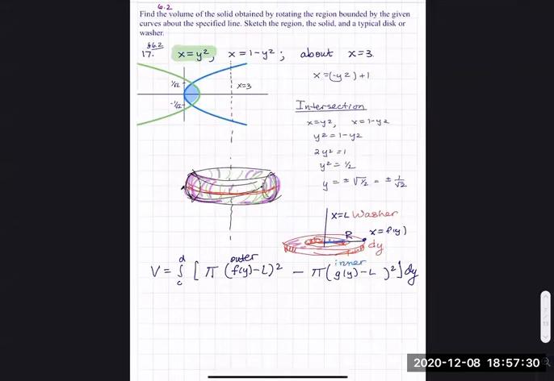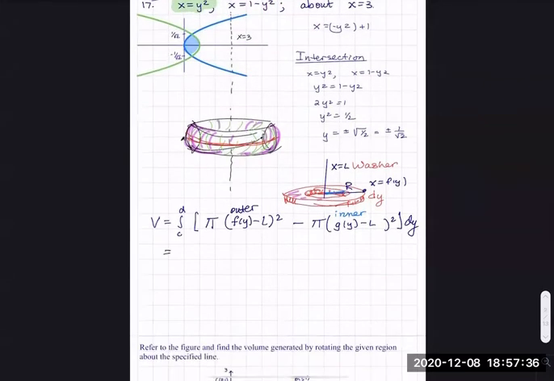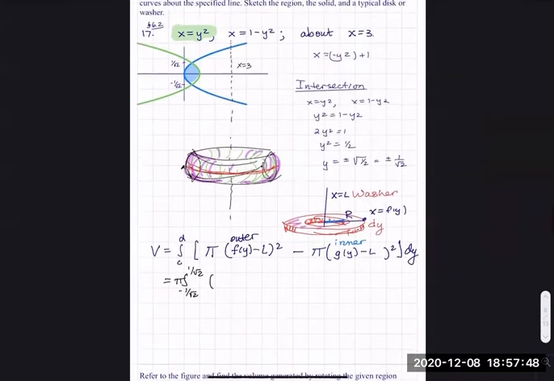In this case, we see that this is the integral from -1/rad2 to +1/rad2. I'll take the pi out, and I'll have the outer function, the one farthest away, x equals y squared. So I'll put y squared, square that, minus the inner, oh, that's not correct. Sorry, everybody. Minus the line L, which in this case is 3. So L is equal to 3 because we're rotating around x equals 3. Square it, minus the inner function, the one closer.